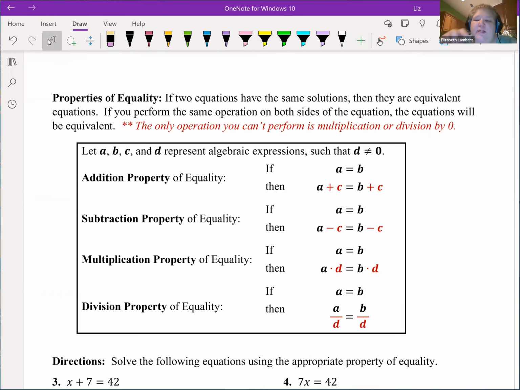So now we're going to talk about the properties of equality. Really, what this is is balance. You know a double pan balance, like the justice scales, the two pans with the arm that connects them? That arm that connects them, when it's balanced, is saying these things are the same. They weigh the same. Equations do the same thing. They say these two sides are the same.